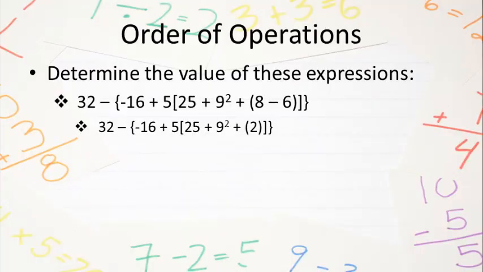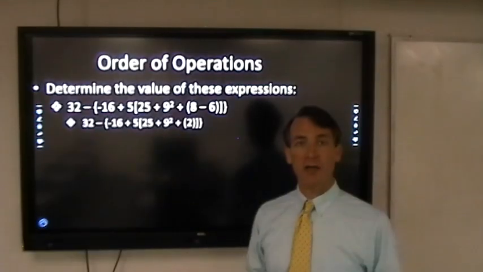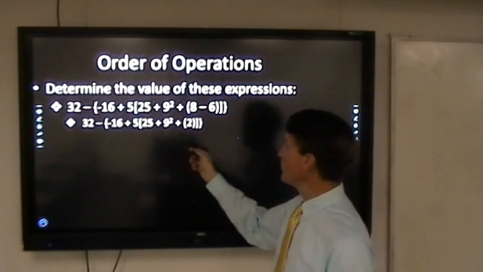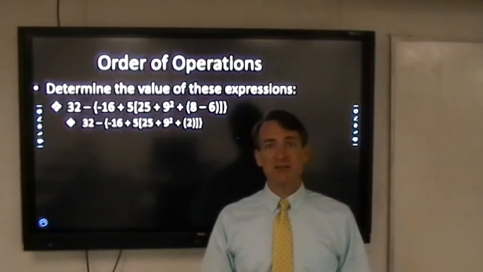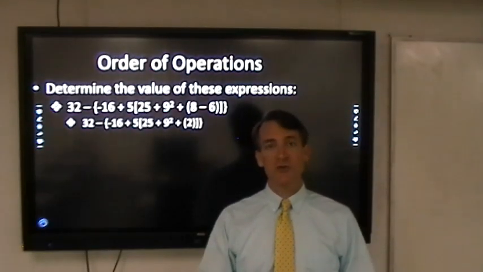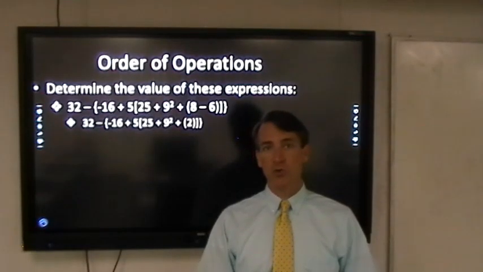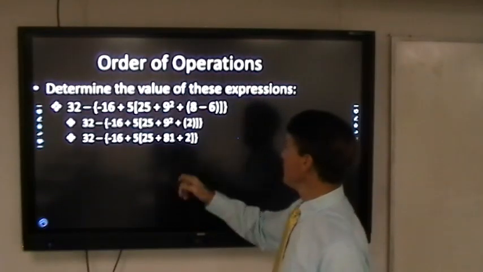Now that I've got done with everything inside that symbol of inclusion, I start working my way out. So now I need to do the bracket portion. Well, inside the bracket, I've got an exponent. That needs to be done next. So within your symbol of inclusion, you're going to continue following order of operations. So I need to do my exponent first. 9 squared, 9 times 9 is 81. So that gives me 81 there.